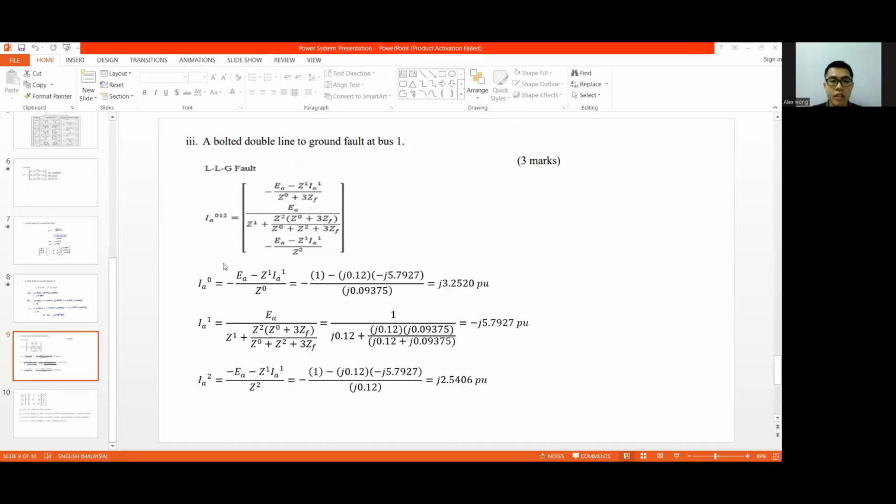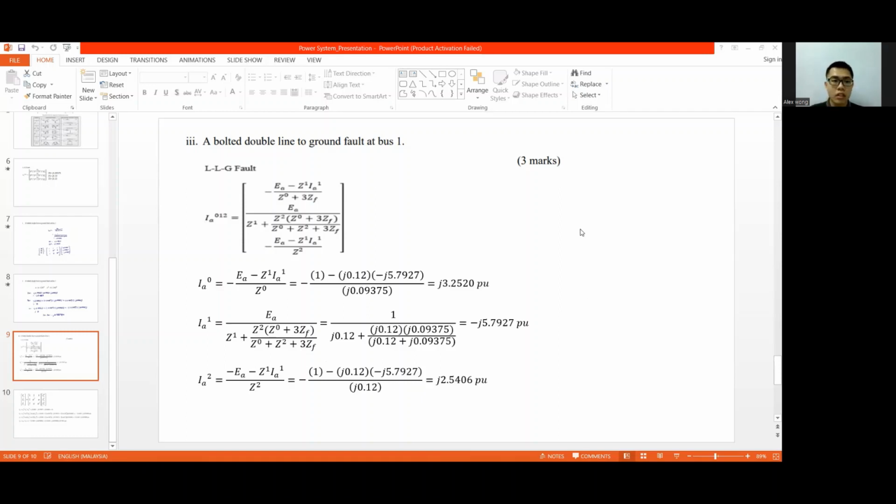First, we can find the phase A fault current in zero sequence and we get J3.252 per unit. Next, we can find the phase A fault current in positive sequence and we get negative J5.7927 per unit. And lastly, we can find the phase A fault current in negative sequence by using the formula, and it is equal to J2.5406 per unit.